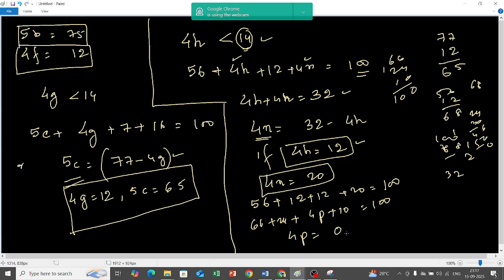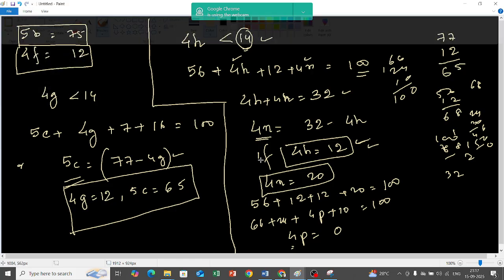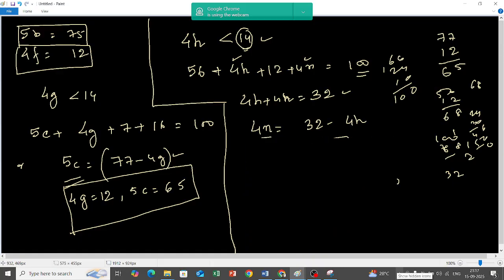That means this particular assumption was not correct, because it all originated from here. I took 4h as 12. It is less than 14, and it is also giving me 4n as multiple of 4. But ultimately 4p is becoming 0. So that means this assumption was not correct. I will have to change the assumption. Did you understand why I am discarding these things? These are some of the checks that you have to do.